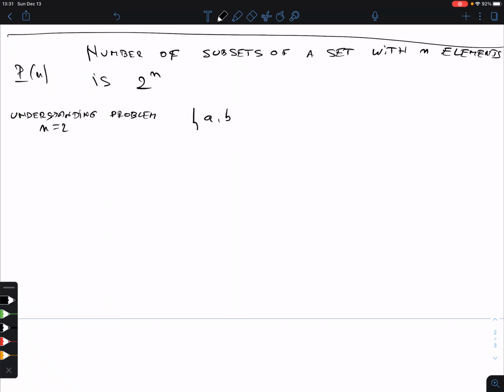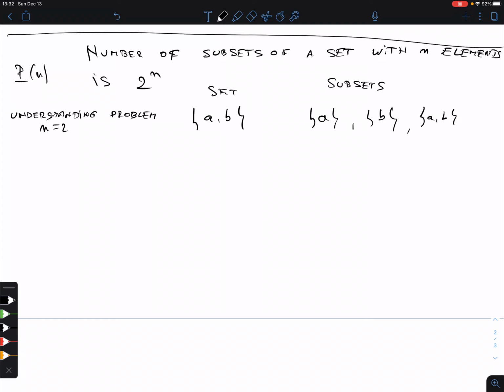So we have a set of two elements, A and B. What are the subsets? Well, we can take one of the elements. We can take the other element. Remember, a set with one element is sometimes called a singleton. Are there other subsets? Yeah, of course. The whole thing is always a subset. Now let's see what the number should be.